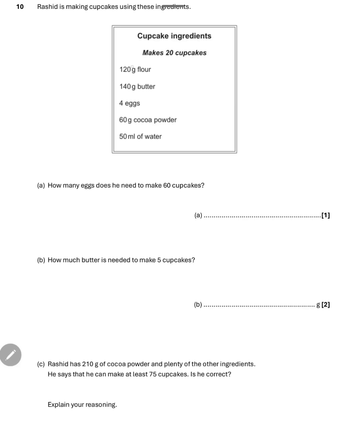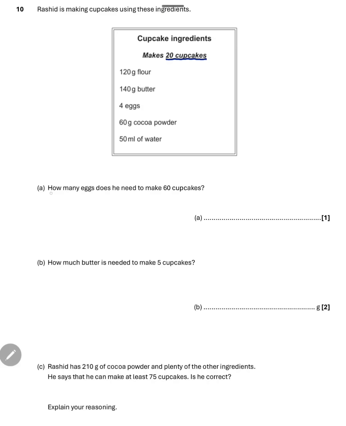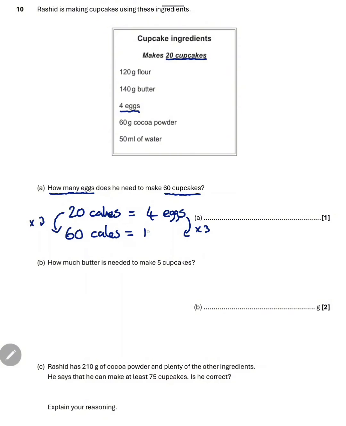Question 10, we're making some cupcakes, and these are the ingredients to make 20 cupcakes. The first part of this question says, how many eggs do we need to make 60 cupcakes? So this is just a scaling problem. If we know that 20 cakes is 4 eggs, and we want 60 cupcakes, then we just got to figure out what we're doing to get from 20 to 60. That is timesing by 3. So we're going to do the same on this side, multiply by 3, 4, 8, 12 eggs.